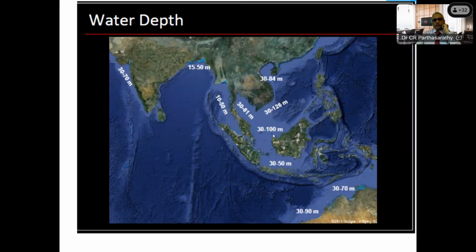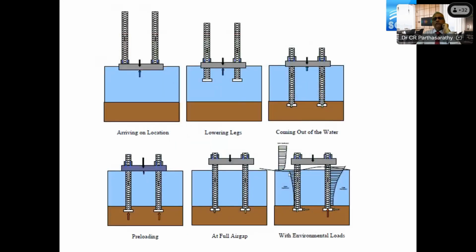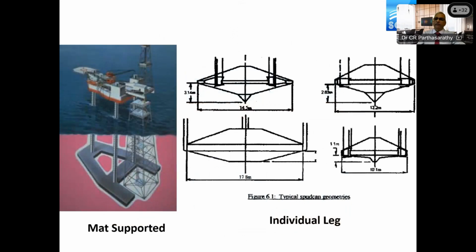And you see the water depths in the regions. On the east coast of India, shallow water is up to 20-30 meters, but beyond that it's all going to deep water. So the rig will arrive at the location, the legs are lowered down, and slowly the hull will come out of the water and it will undergo some kind of penetration under self-weight. Then you apply additional preload to sustain the environmental forces. That is done by pumping water into the tanks surrounding these legs. There will be around three or four tanks around each of the legs, and you pump additional water, so this will experience additional penetration.